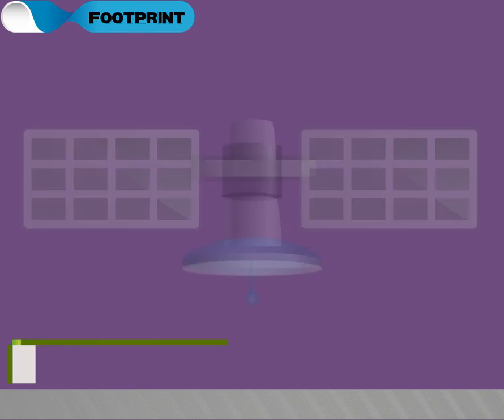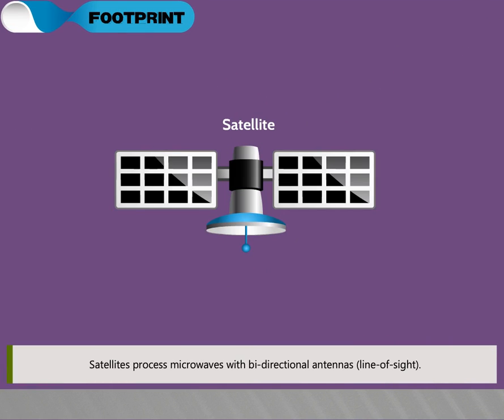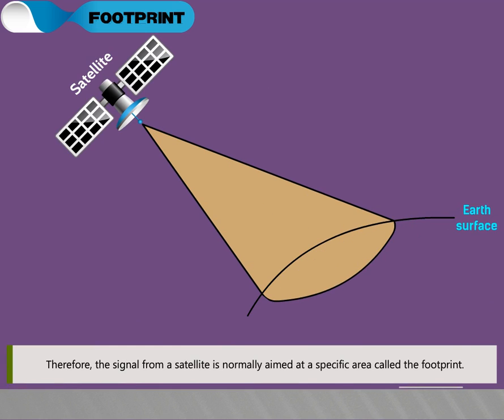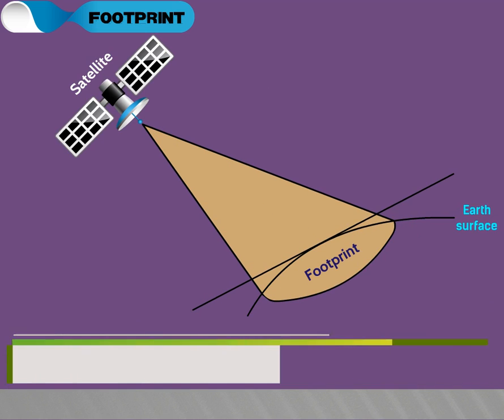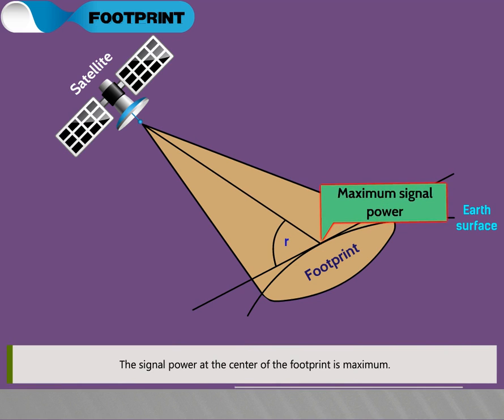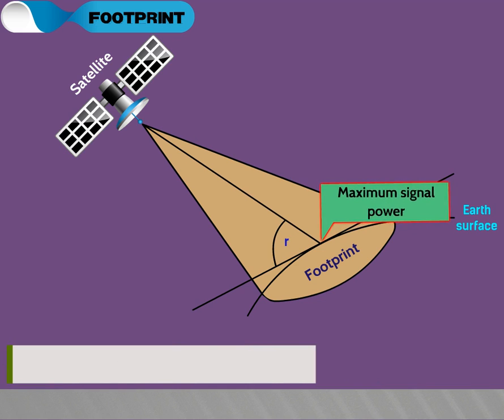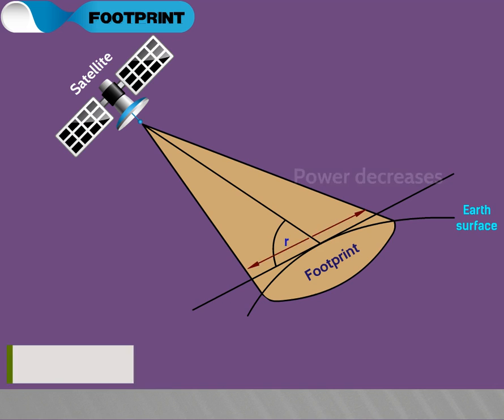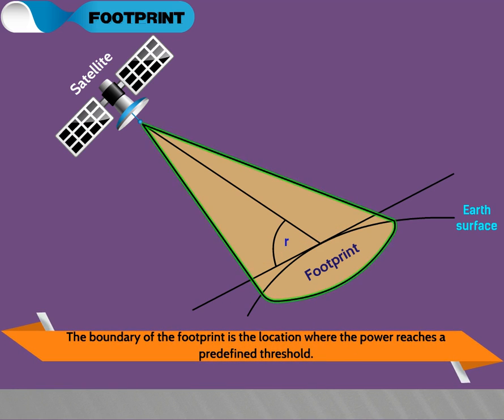Footprint. Satellites process microwaves with bidirectional antennas, that is line of sight. Therefore, the signal from a satellite is normally aimed at a specific area called the footprint. The signal power at the center of the footprint is maximum. The power decreases as we move from the footprint center. The boundary of the footprint is the location where the power reaches a predefined threshold.